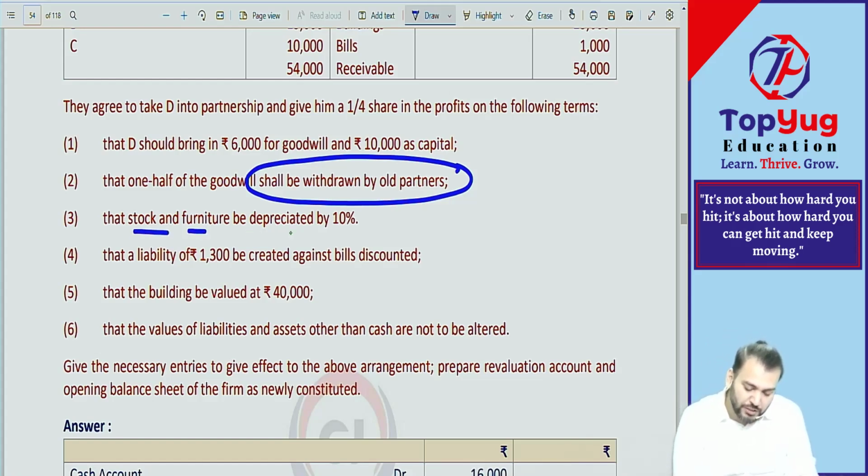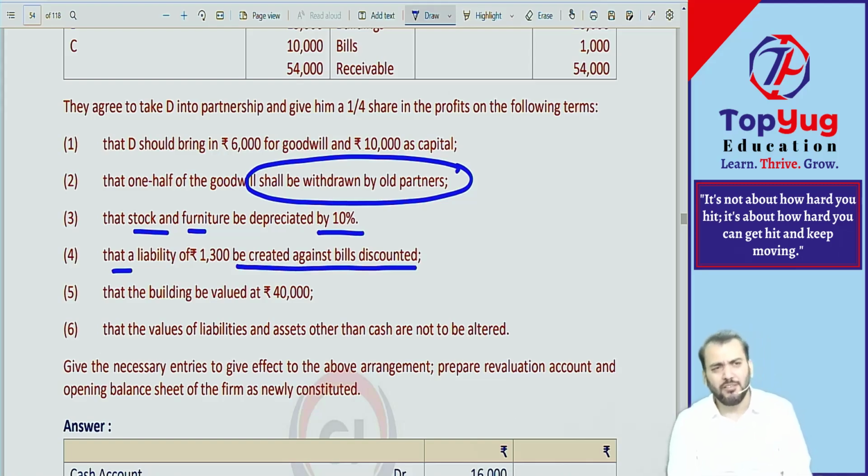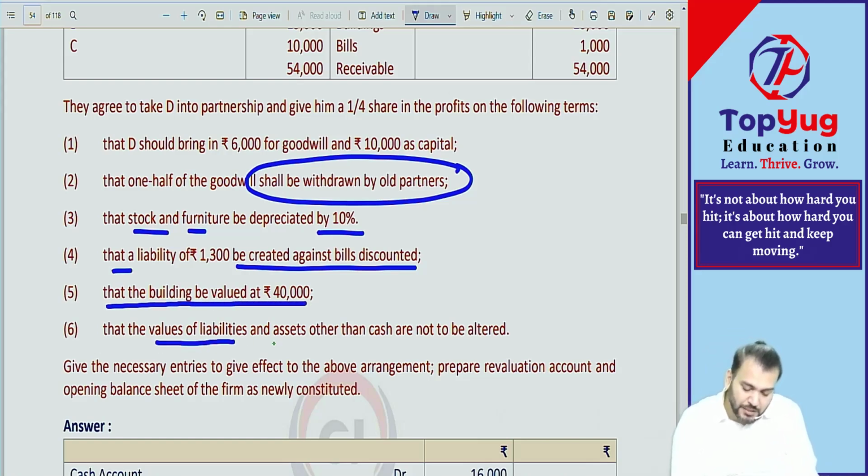The stock and furniture are depreciated. A liability of rupees so much will be created against bills discounted. There was some bill discounted which might be dishonored, so the liability should come. So we need to increase the liability. The building we valued at rupees 40,000. The value of liabilities and assets other than cash are not to be altered. Means what?